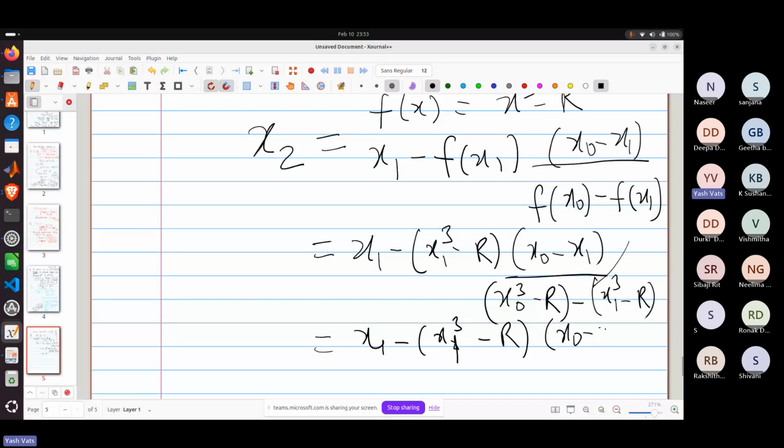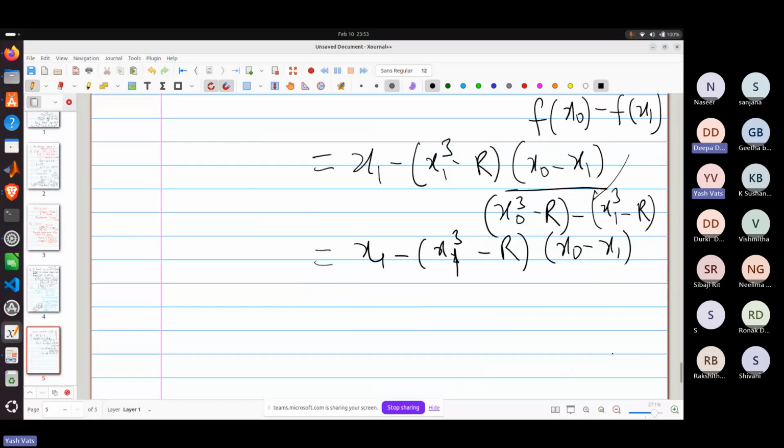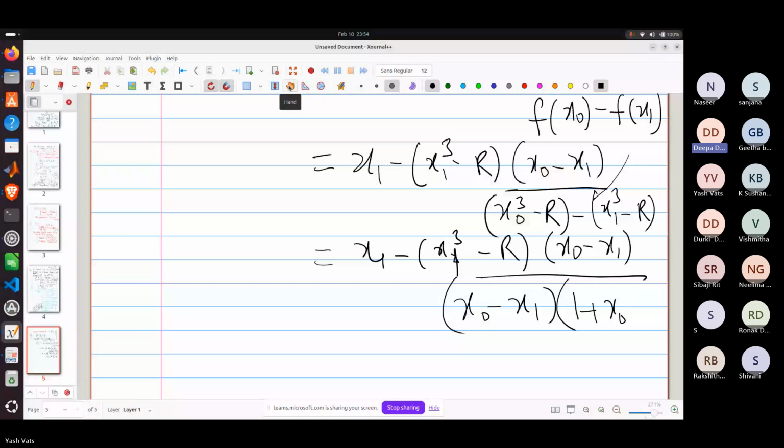Who's just gonna do this? x naught minus x1 and 1 plus x naught. What's the formula you use for that? It is the a cube minus b cube formula we will use, which is a minus b times a square plus ab plus b square. That I know already. So that x naught minus x1 term gets cancelled from numerator and denominator.